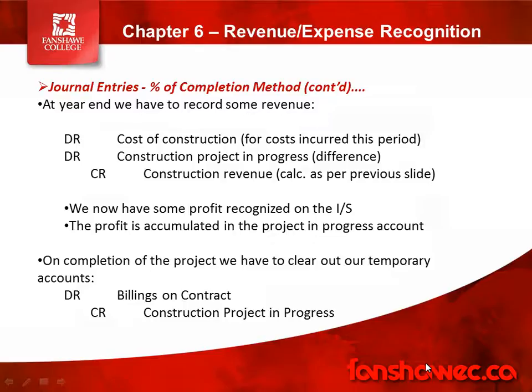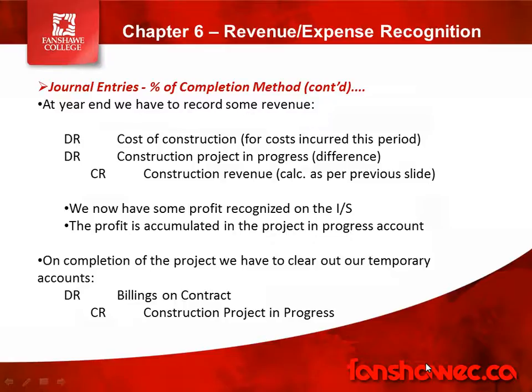So we're now sitting with a BOC account that has $100 as a credit, and we have a PIP account that has an $80 debit. They're still not balanced. But look at this revenue recognition entry that we would do. If this was the only year, or if this was just the information for the current year, we would credit construction revenue for $100. We would debit the cost of construction for $80, and this debit of $20 would go to the PIP account. Profit goes to PIP.